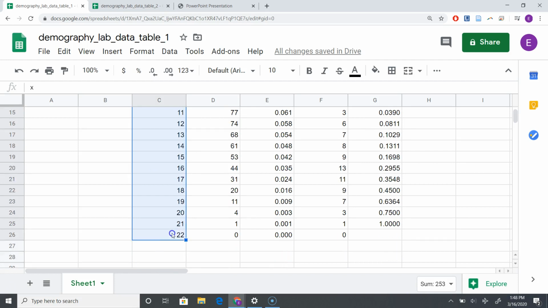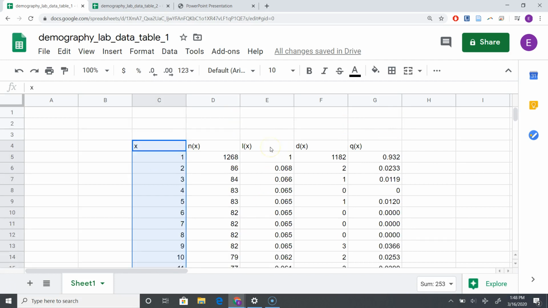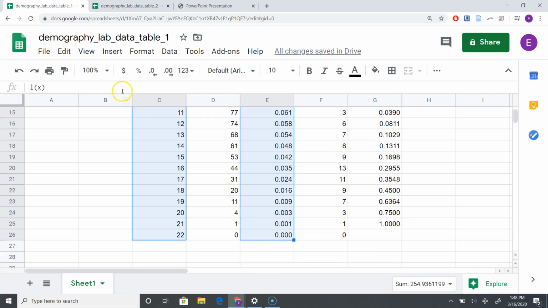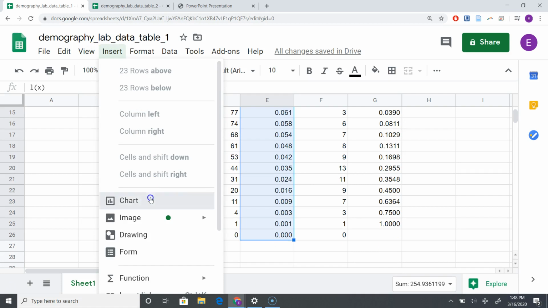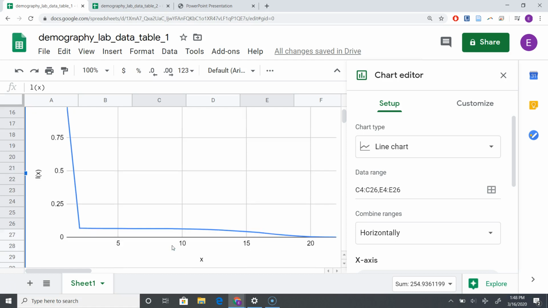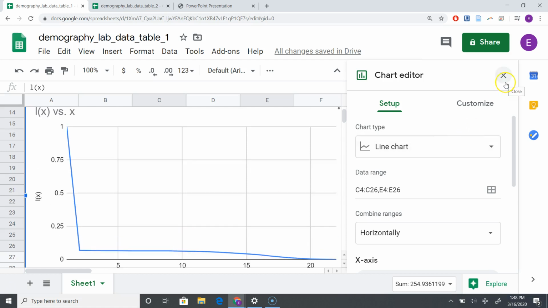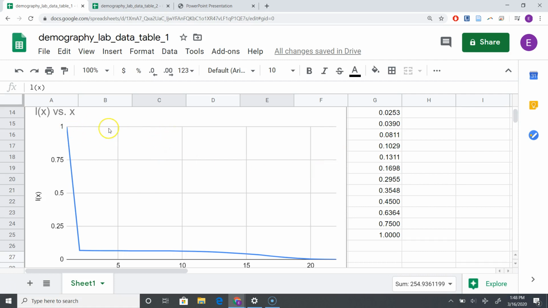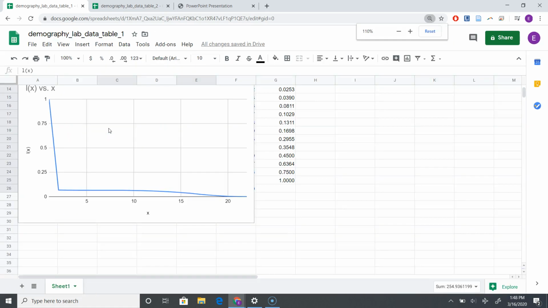So I grabbed our generations. Now I'm going to press Control, grab our survivorship rates. Now we're going to go Insert, Chart, and there you have it. What this shows me is that there is a huge drop-off in survivorship between the 0th generation and the 1st generation. So think of some examples of this. What kind of organisms have low survival between the 0th and 1st generation?